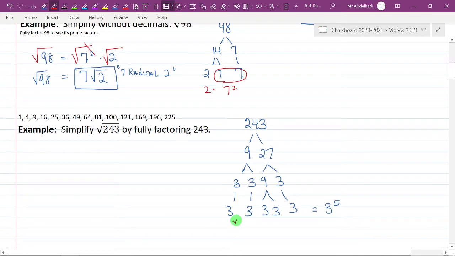And are there any perfect squares in here? Yeah, here's a 3 squared right there. Here's another 3 squared right there. And here's a 3.